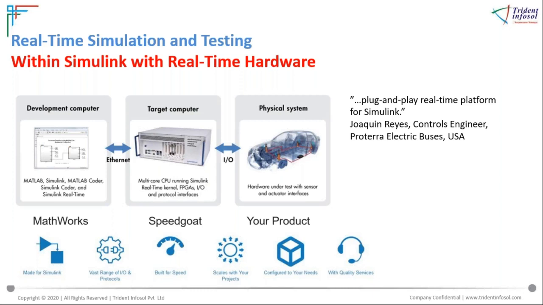The Simulink real-time kernel is a real-time operating system which is dedicatedly made for the Speedgoat target computer. Simulink real-time will help you to take your model from desktop simulation to the target computer for real-time execution. So the target computer will be connected to your device under test or any physical system that you want to test with the help of the IO cards. So this will be the setup when we are having Simulink as the development platform and Speedgoat as the platform for real-time simulation.